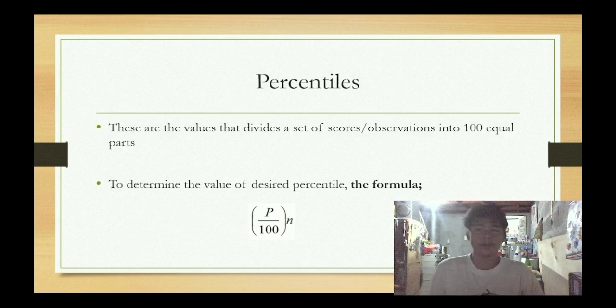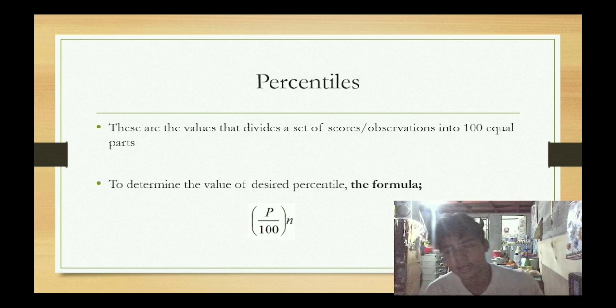Ayan, so, percentiles. Nasa percentiles tayo. These are the values that divide a set of scores or observations into 100 equal parts. Ang percentiles daw, hinahati niya lahat ng numbers into 100 equal parts, kasi percentile, percent na nagkano sa 100%. And to determine the value of the percentile, ang magiging formula din ay P over 100 times N. Kahit naman po pagbalik-balikin, kunyari, as long as kahit yung N ay nasa taas or yung P nasa labas, ganun din po yung magiging sagot niya.